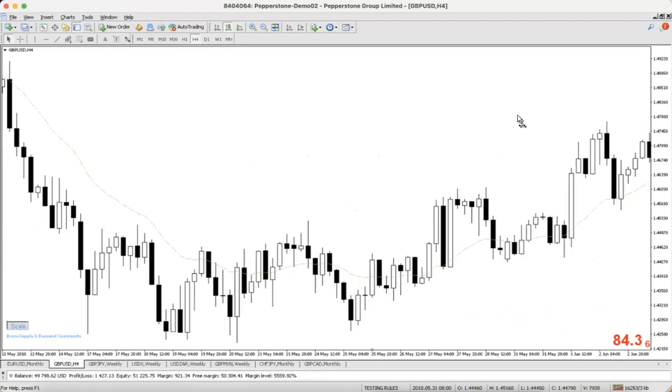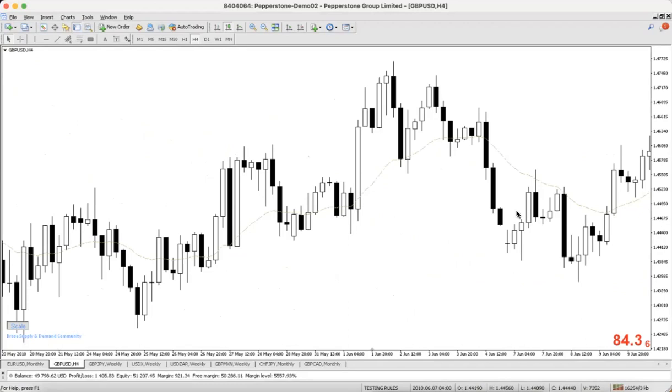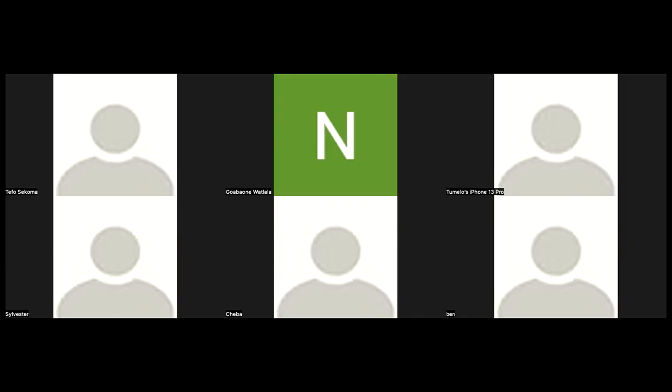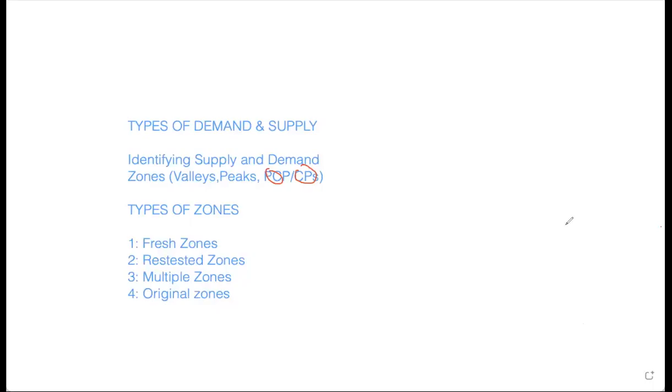All right, so with that, now we're going to continue. I'm going to share with you the whiteboard again. So now we learned about types of demand and supply, which usually are formed when you see valleys and peaks. Okay, we managed to identify the valleys, the peaks, and the CPs. All right, so now we have something that we call zones.